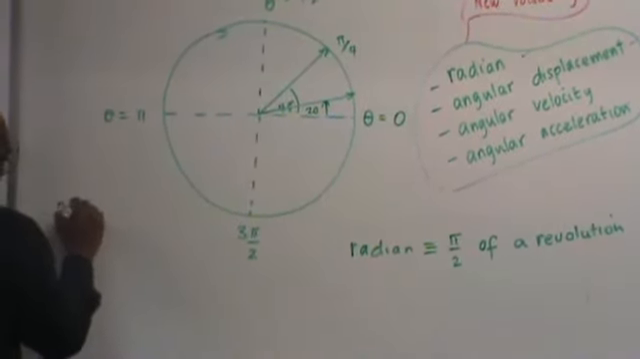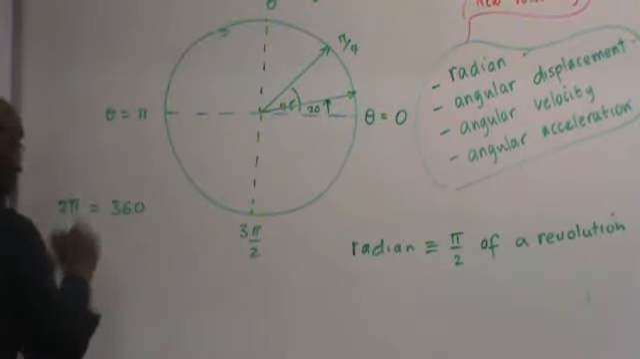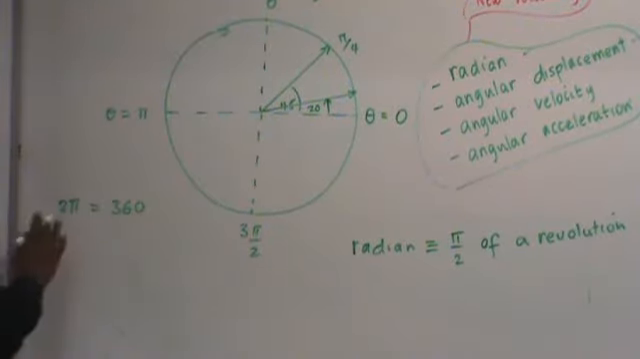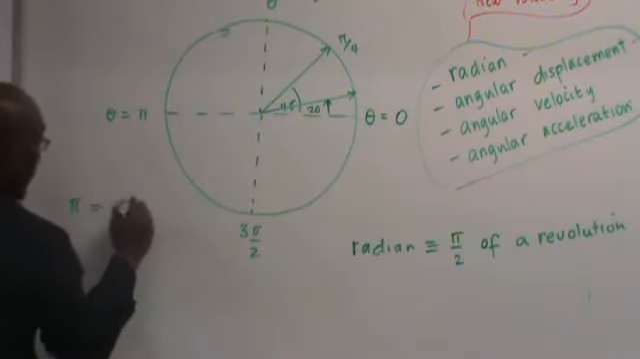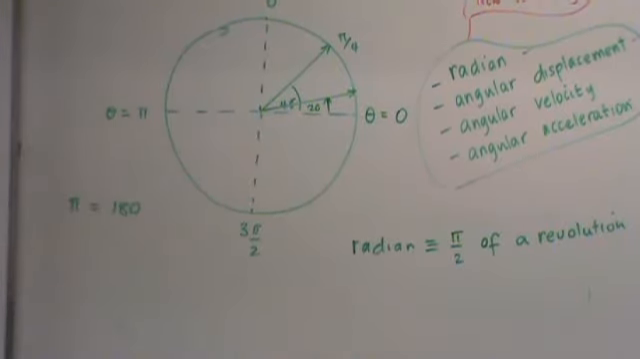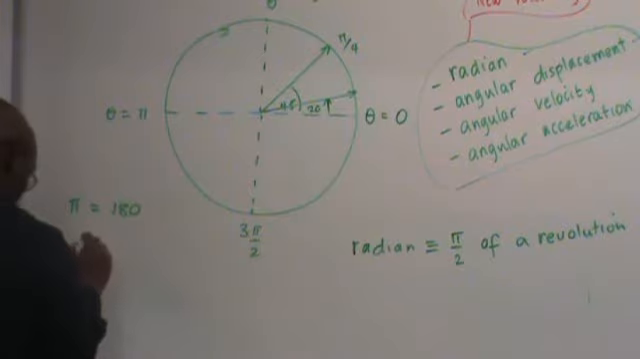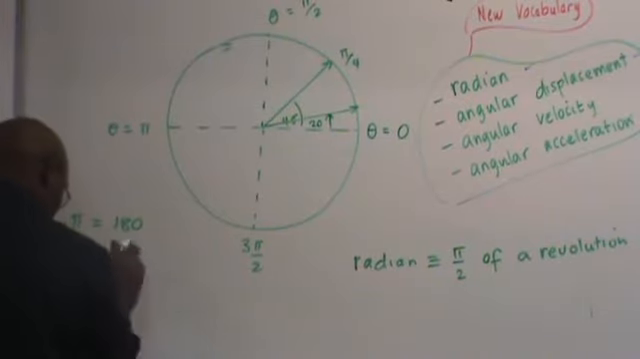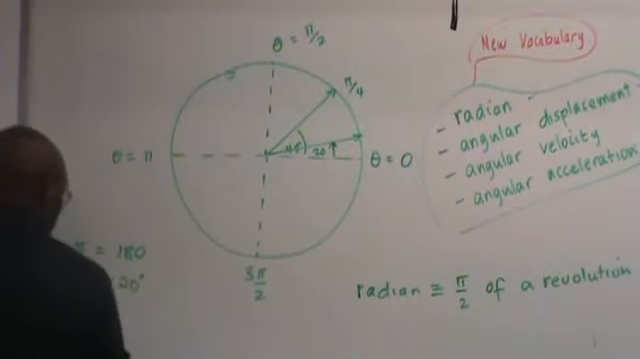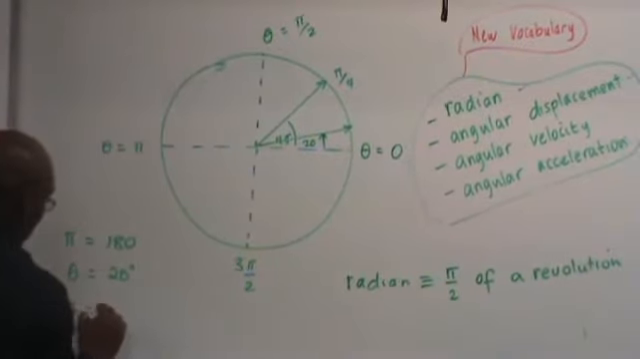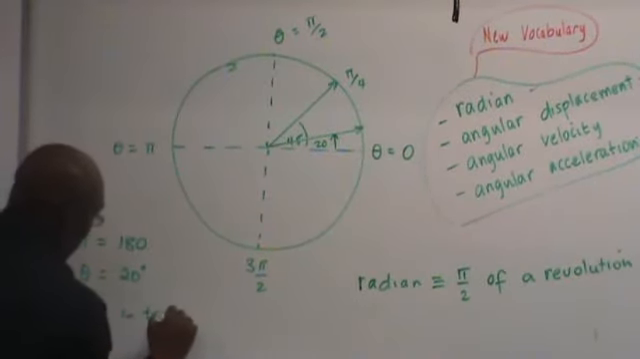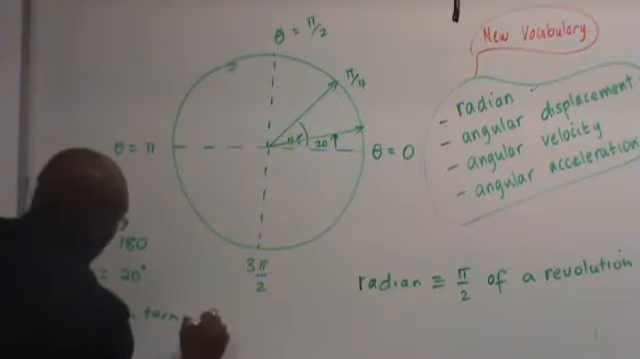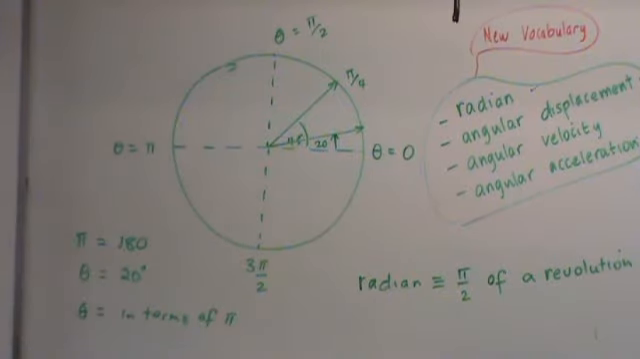Here's what we know. You guys know that 2 pi is 360, right? Or some of you know that pi is 180. Same thing. Agree? Alright? So if I know that my angle theta is 20 degrees, how much is that in terms of pi? Pi over 9.